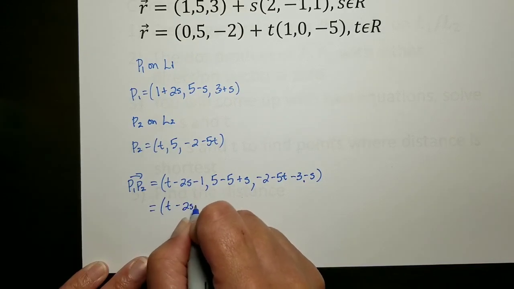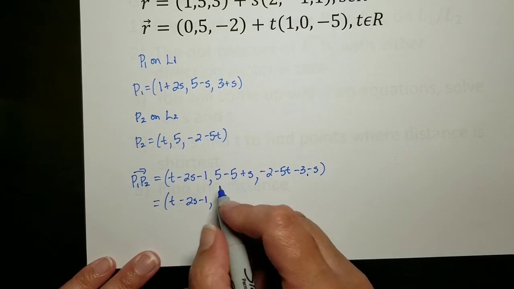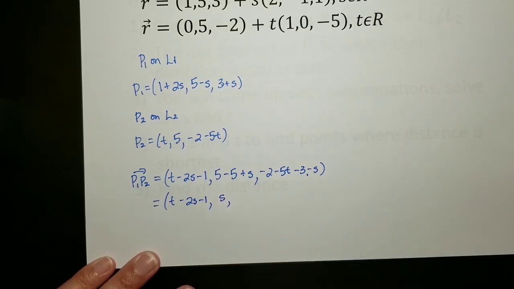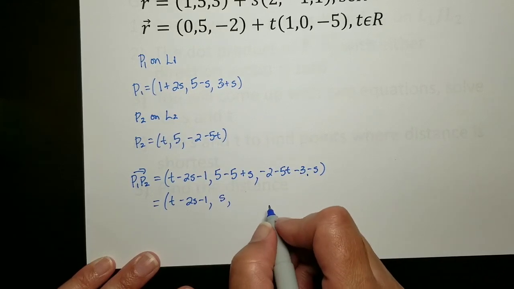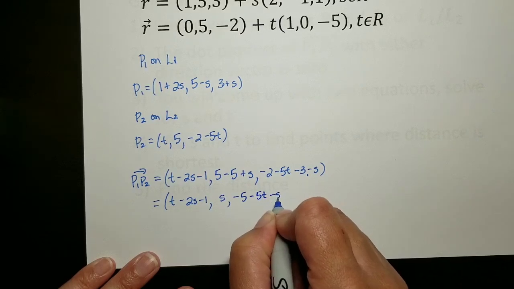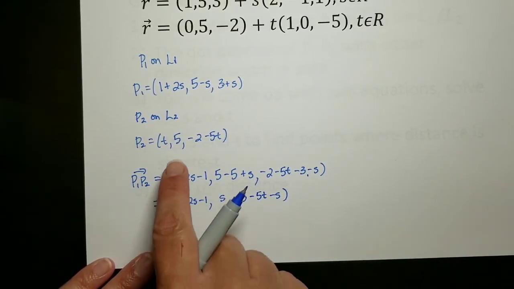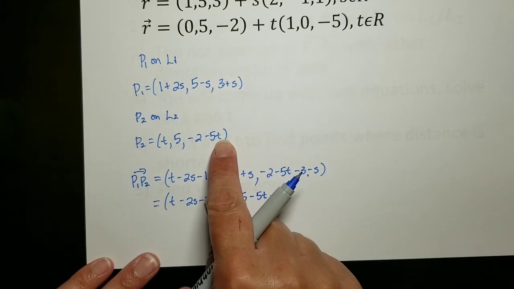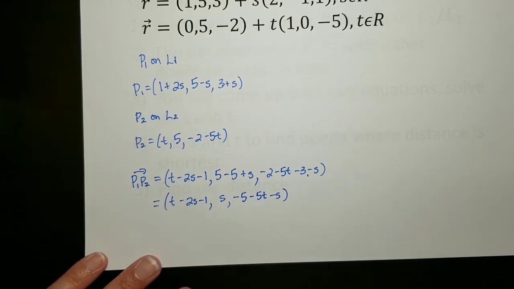So then I'm going to simplify this up a little bit. T minus 2s minus 1 is done. 5 minus 5, that's kind of nice. I just get an s for my y component. Then I have negative 2 minus 3. So this is going to be negative 5 minus 5t minus s. So this is vector between the points P1 and P2, and we're going to say this vector is where it's perpendicular to both lines.